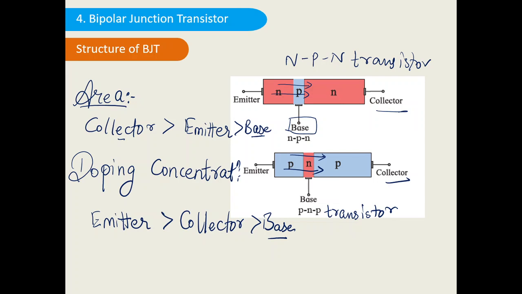Since the emitter has to emit the electrons, that's why the doping concentration of the emitter is very high, and the collector has to collect and keep those electrons or charges. That's why there should be a space requirement for the collector, and the area of the collector is very high. Now the base is just providing an electrical connection between the emitter and collector. So that's why the doping concentration of the base is less, and the area of the base is very small. All of you please note these things.